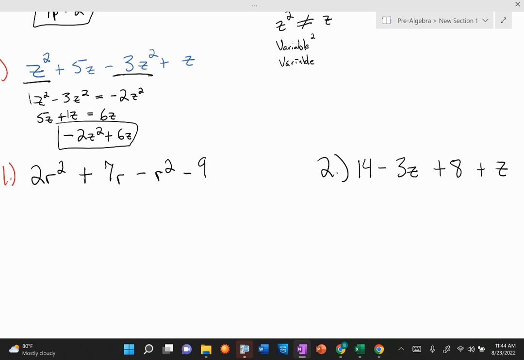Negative 9. Plus 7R. This is just... So then it's a variable. Yes. Negative 9, it's a constant. I know that. That's what I said. Okay. And then negative 9 is a constant. Write that down.